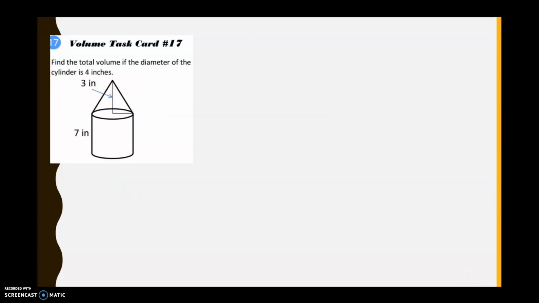And the last one, number 7. So I have 2 figures together. I'm going to take the volume of the cone and I'm going to add that to the volume of my cylinder. The volume of the cone is 1/3 pi r squared times h. This is your big B right here. So it's 1/3 big BH. The volume of the cylinder is just big BH, which is pi r squared times h.